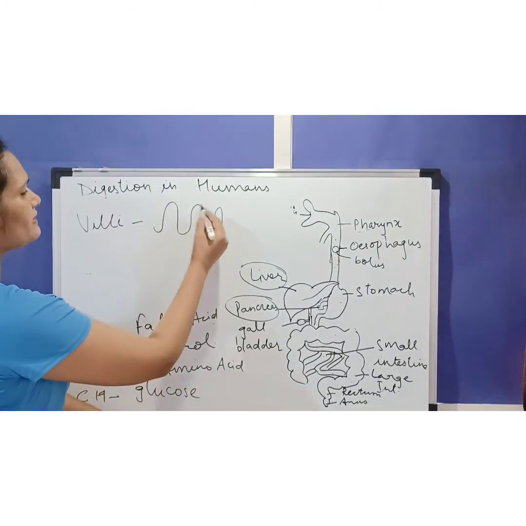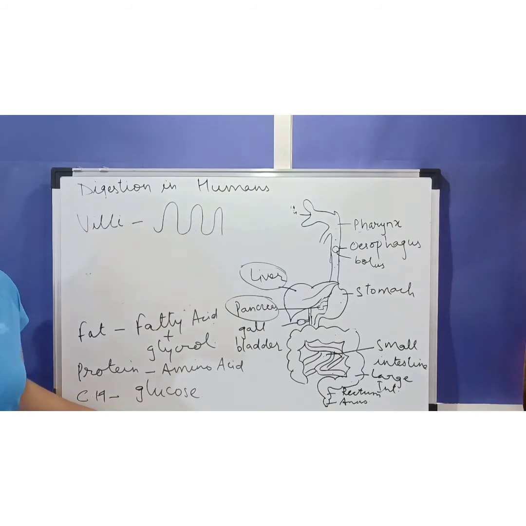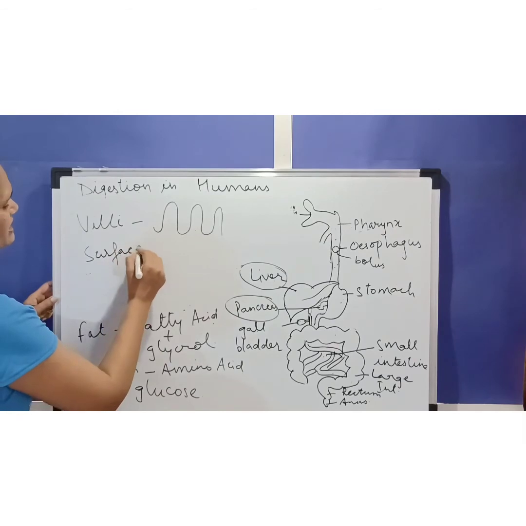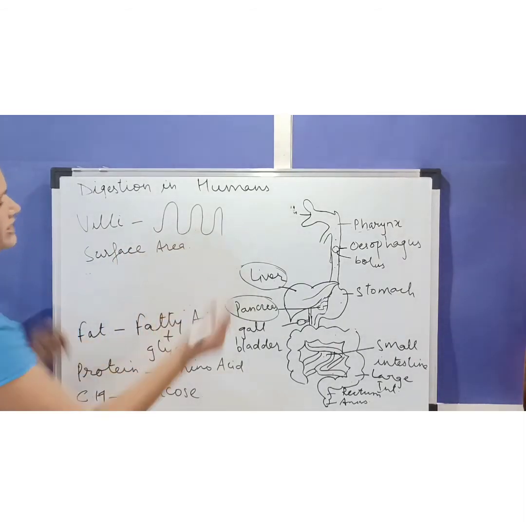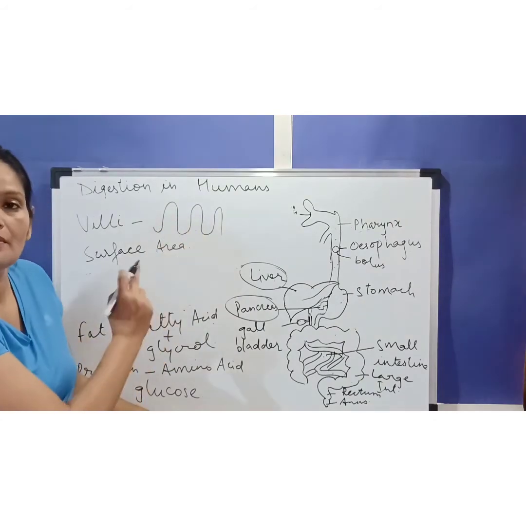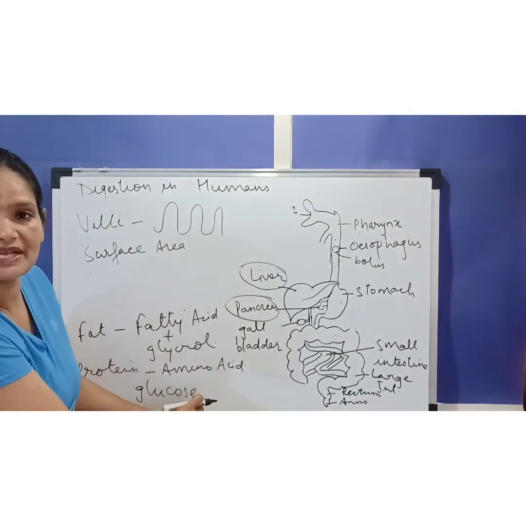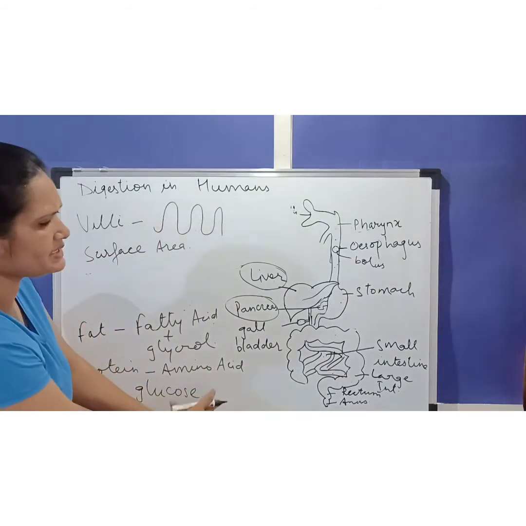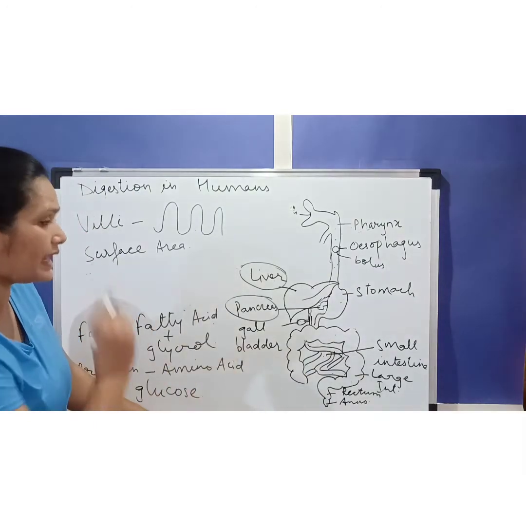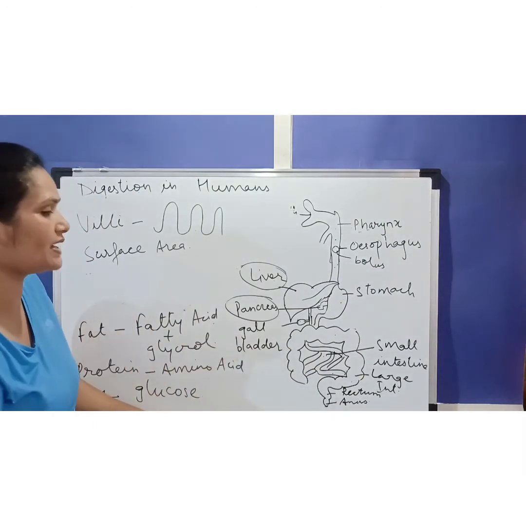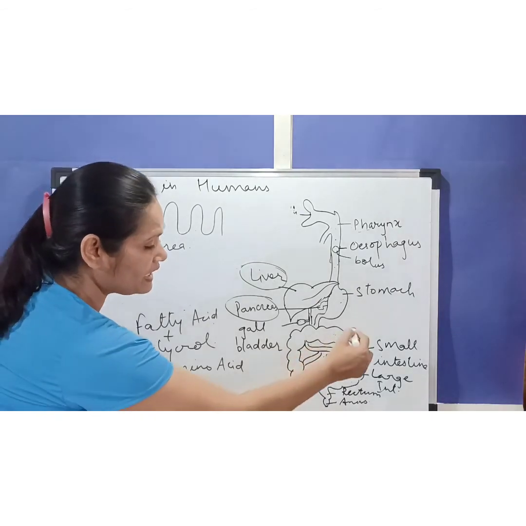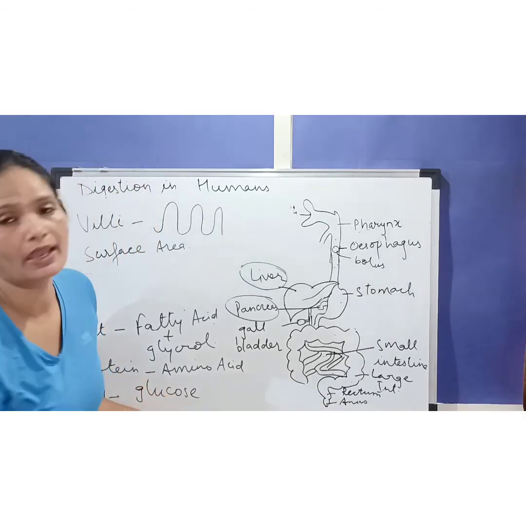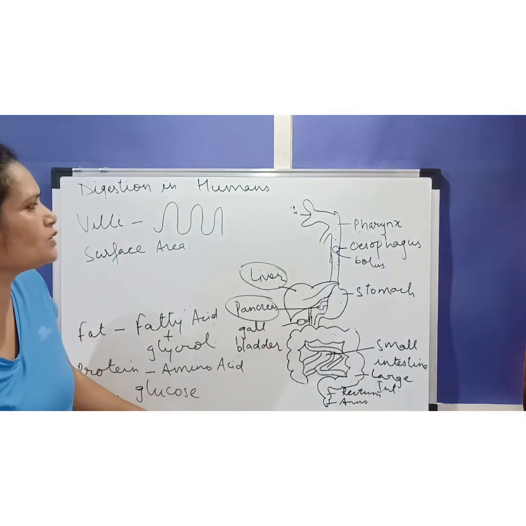Why are the villi like this? This kind of structure gives more surface area for the absorption of food. Surface area is increased for the absorption of food, and villi are rich in blood capillaries to absorb the simpler substances and make them reach the bloodstream. So this is how the digestion takes place in the small intestine, and the undigested food, which is now waste for us, reaches the large intestine, and through the large intestine it reaches the rectum and then passes out through the anus.